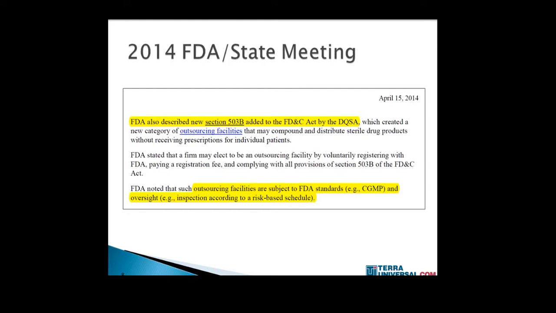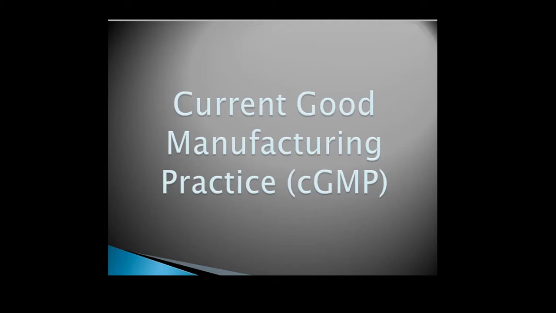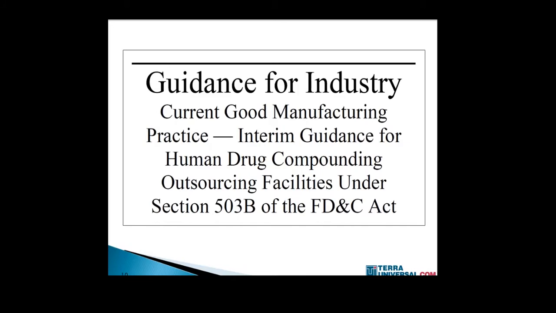So what are the CGMPs that outsourcing facilities are going to be expected to follow or are currently being expected to follow? A few months after that meeting we just discussed, in July of 2014, the FDA published a draft guidance document that would generally explain their expectations for the 503B outsourcing facilities. The key point to understand about this draft guidance is that these documents are only the expectations of the FDA during the interim period until they write a more definitive guidance document.